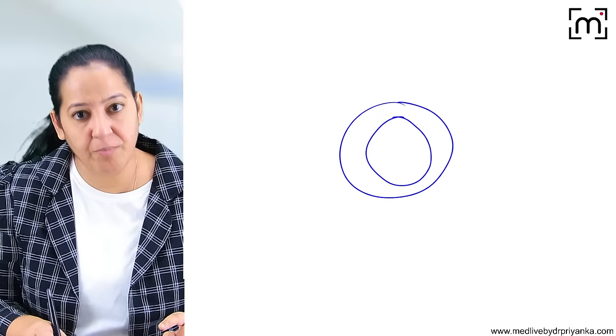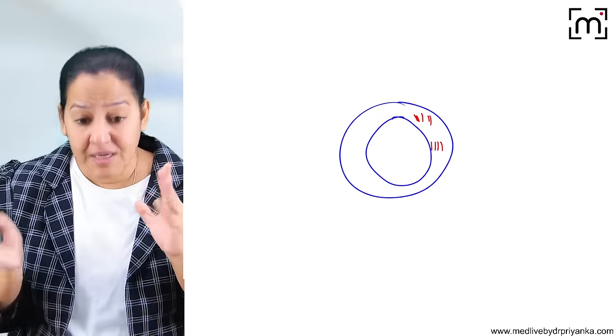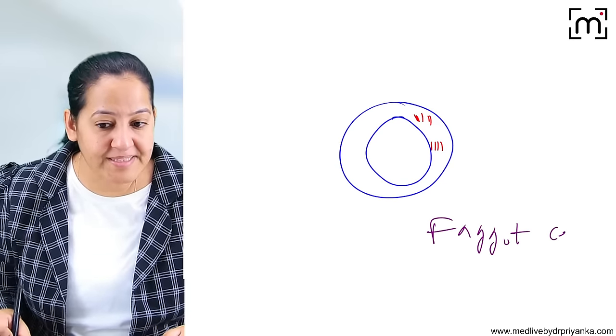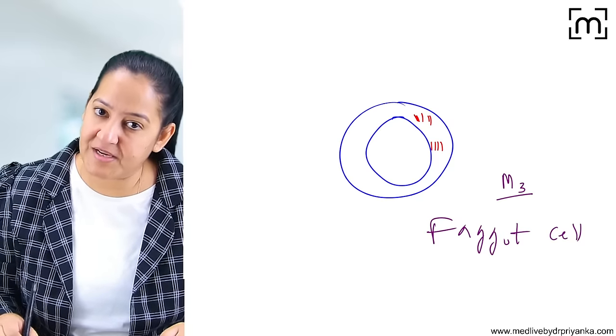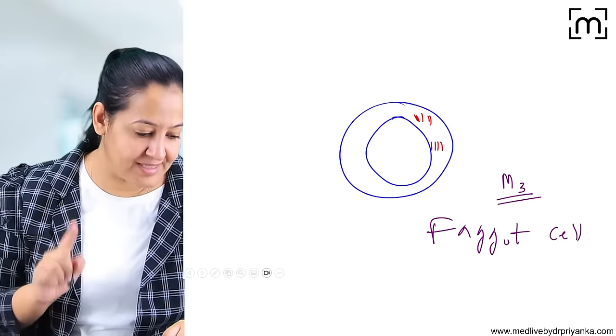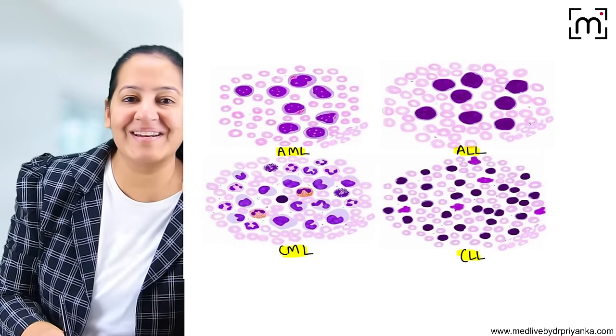This is a myeloblast, this is the nucleus of the myeloblast. A myeloblast which is having iron rods in the cytoplasm is known as a fagot cell. What is a fagot cell? It's the myeloblast with iron rod. So maximum fagot cells, or maximum iron rod cells, are present in M3. It's an MCQ. Please learn that. Got it? So out of the four options, you can understand now.